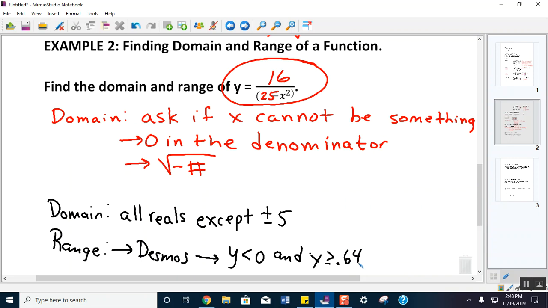Okay? So guys, when you're doing domain, ask if x can't be something. Does x cause problems like 0 in a denominator or get you a negative root? And then when you get to range, I think you should use what? Decimals to determine what y values are going to be covered and not covered, okay?